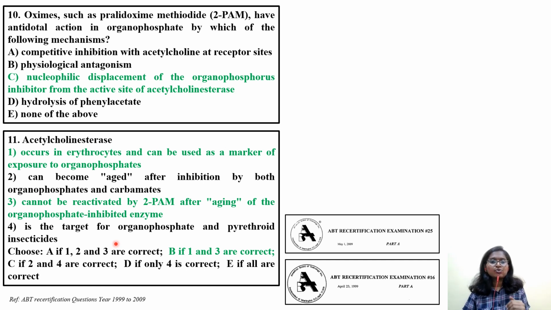Okay. Other two options you people leave. It is not related to pyrethroid. It is not related to carbamates. Okay, aged one. Okay. Next option.